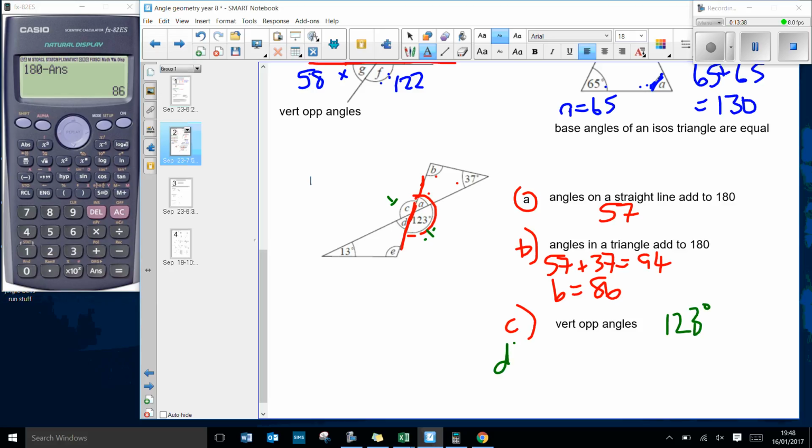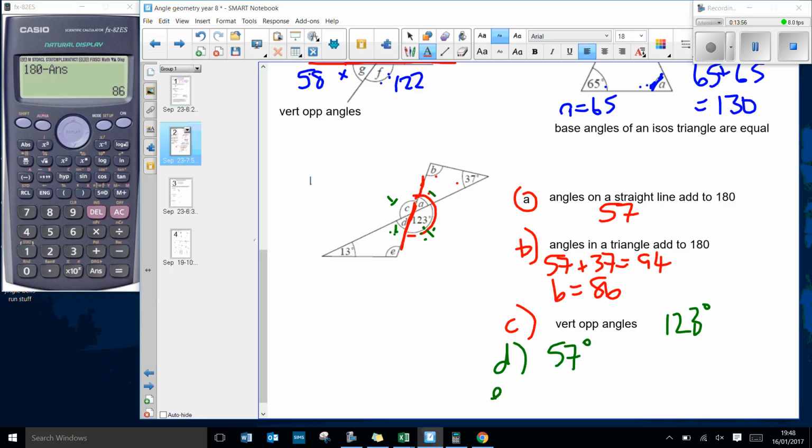Angle D, you have options here. You can either do vert op angles because it's opposite A, or you can do angles on a straight line because it's with the 123. So again, I'm going to leave that reason blank. You can choose which one it is, but it would be the same as A, which is 57.